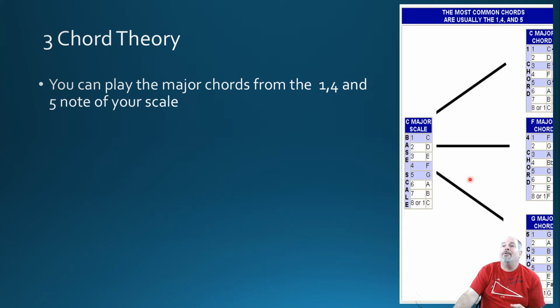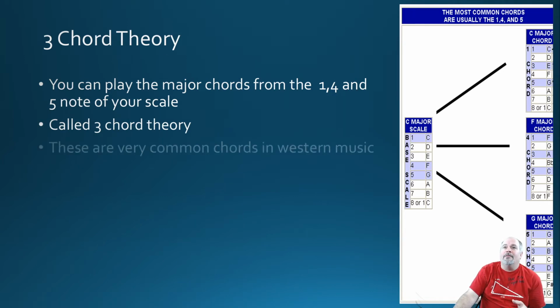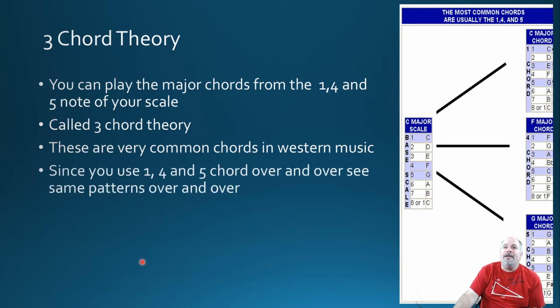So I'm not going to pull the guitar out right now, but let's pop our notes up here. This is called 3-chord theory, talking about the major chords you can play. They're the most common chords in our Western music, and you use the 1, 4, and 5 chords over and over, and you're going to see this pattern over and over in songs.